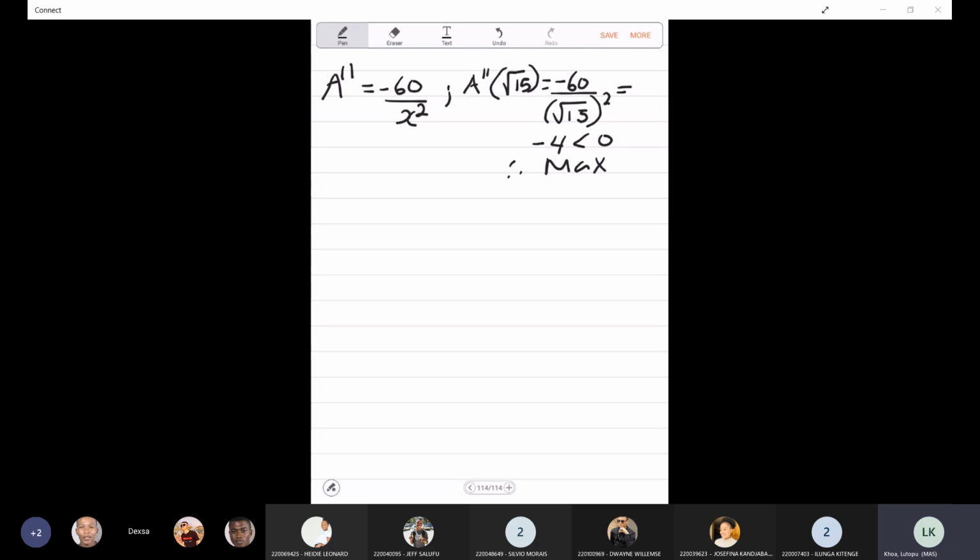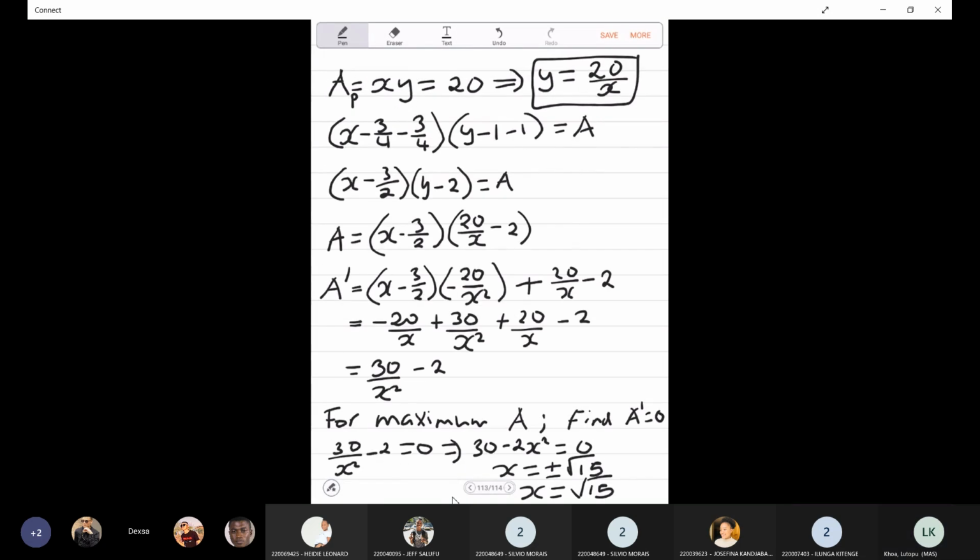Somebody's saying something, but I can't hear them. Yes. Shouldn't it be minus 60 divided by x cubed? How did you get plus 2? Because are we not differentiating the first derivative, this one, 30 over x squared minus 2? So shouldn't it be, was that the second derivative, shouldn't it be minus 60 over x to the power of 3?